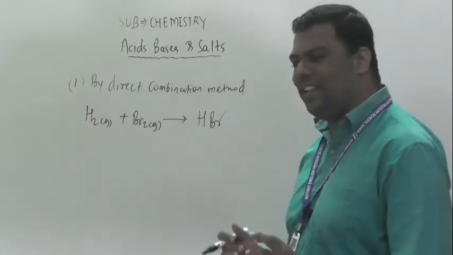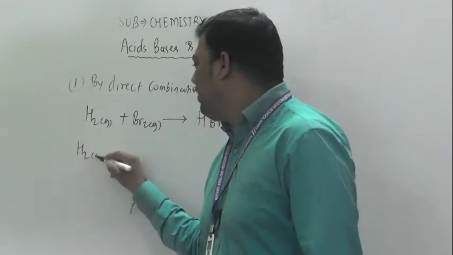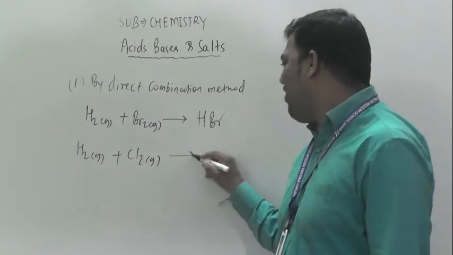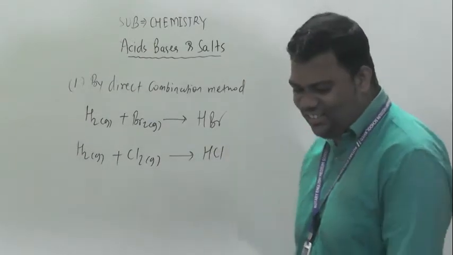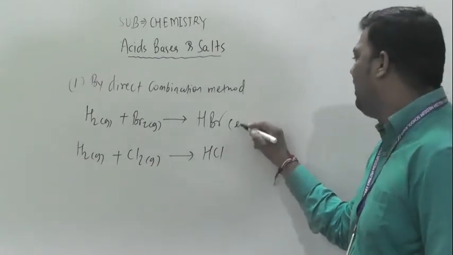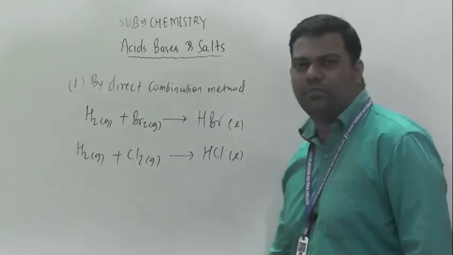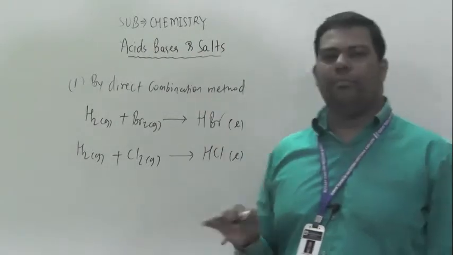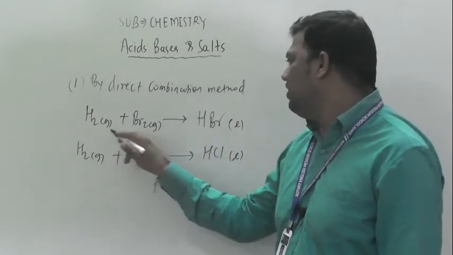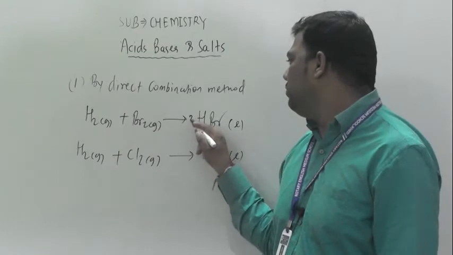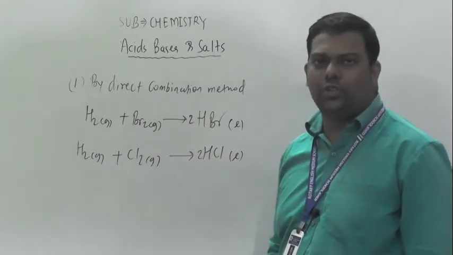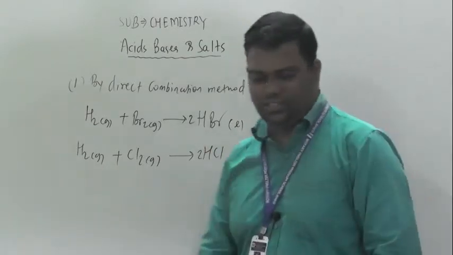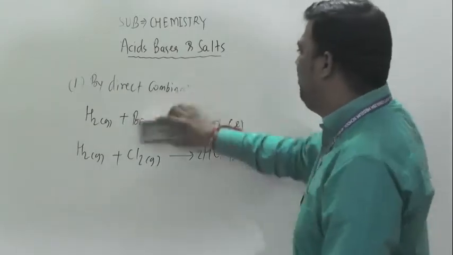Hydrogen and Br. See here, H2 gaseous plus Cl2 gaseous. What will you get? Yes, HCl, in liquid form. These are the direct combination method. For balancing, 2H2 and Br2, like that we can balance. Understood? This is direct combination, or we can say synthesis.